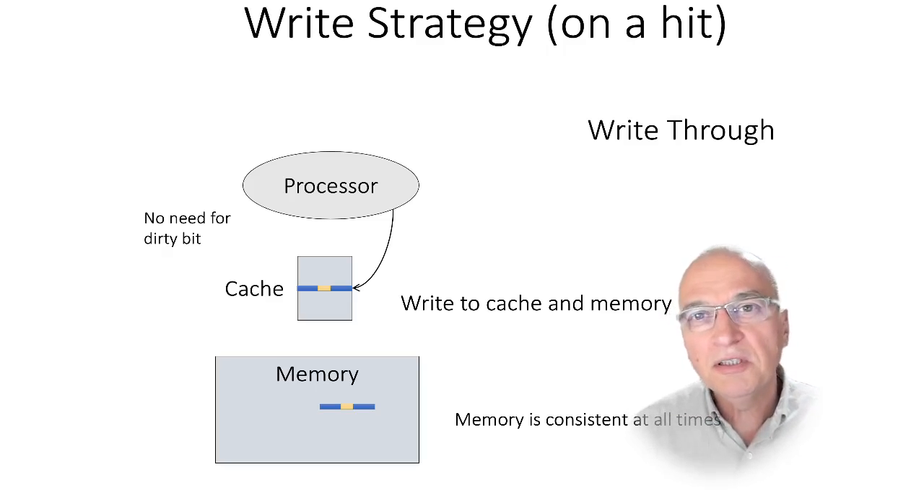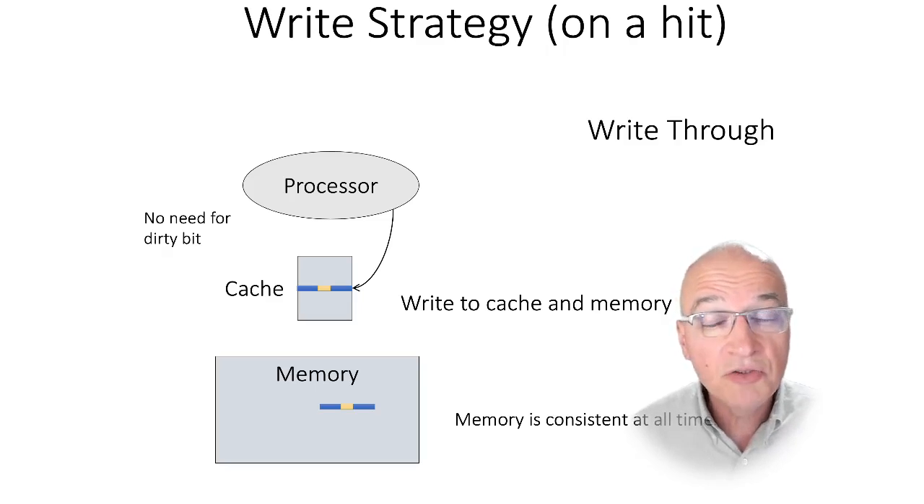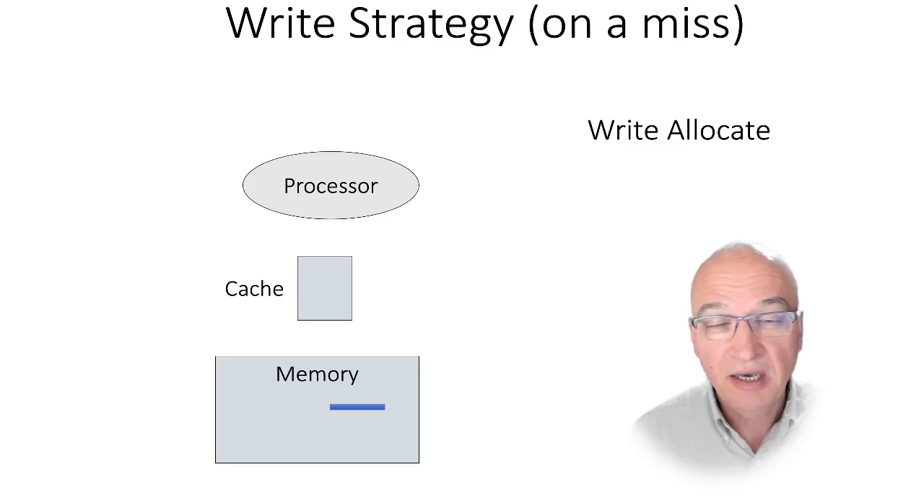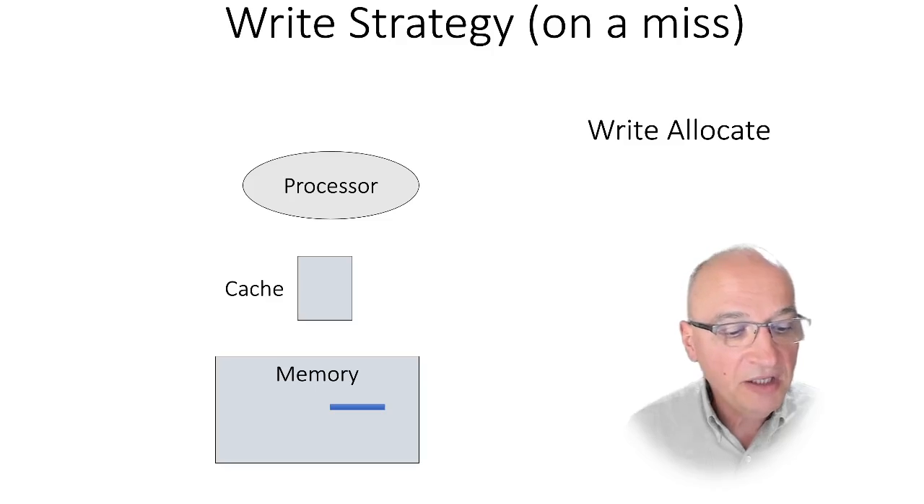So those are the two policies for when I am trying to do a write and the block that I want to write to is in the cache. What happens if the block is not in the cache? If the block is not in the cache, then I can have a write allocate policy.